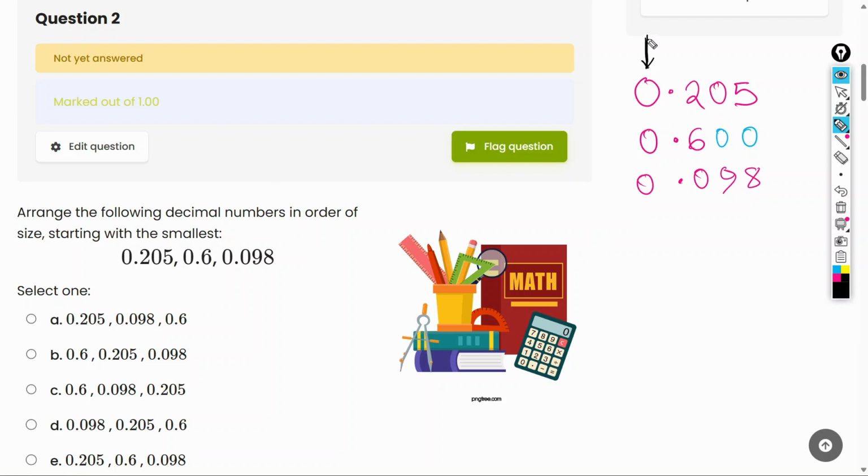Now, at the ones place, everything is 0. So they are all equal at the ones place. So I move to the next place, the 10th place. Here, the smallest is 0. So it means that the smallest number amongst them is 0.098. So this is out. Then after that, the next smallest is 2. So 0.205 comes next. Then we have 0.6. So 0.098, 0.205, 0.6 right here.